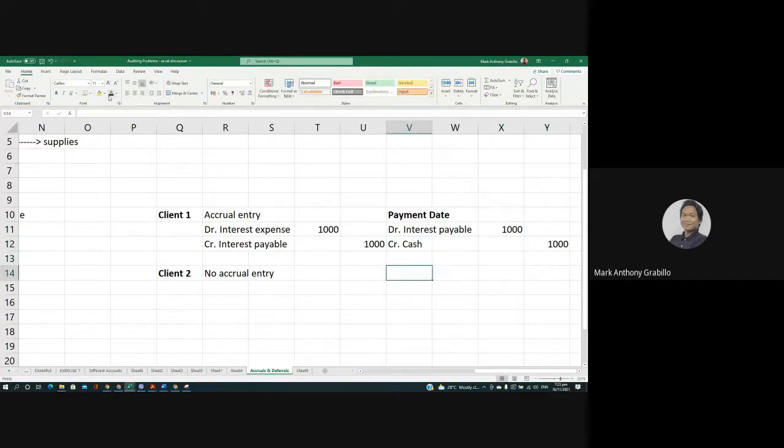What will be your entry for client 2? Debit, what will be your entry here, class? Can you still hear me? Yes, sir. Okay. So, you did not make an accrual entry for client 2. So, supposedly, what will be your entry here on the payment date of client 2?